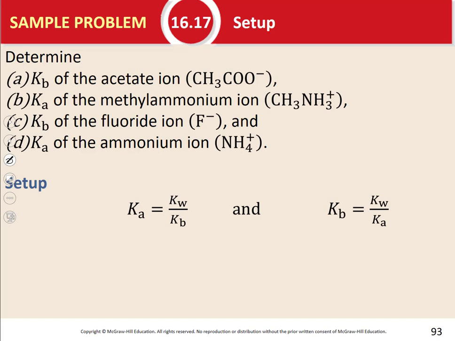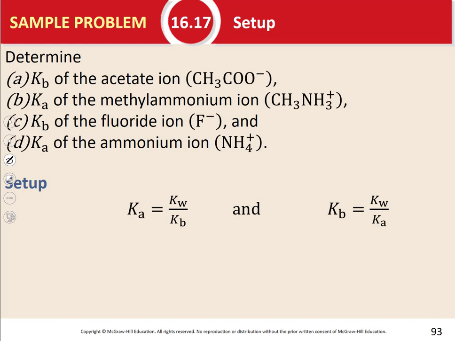So in this sample problem, we just did part A, determine Kb for acetate. We just did that. I'll just give you this: what is the Kb for acetate ion? So it's up to you to go, okay, acetate is the conjugate of acetic acid. Or for the next one, find the Ka of the methyl ammonium ion.